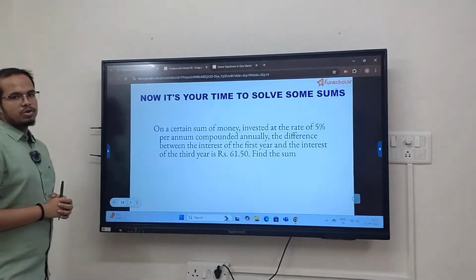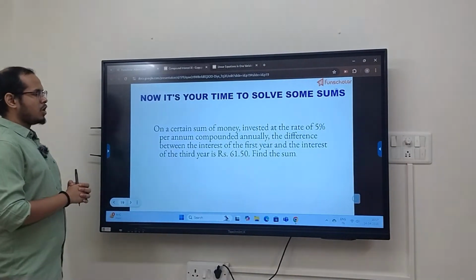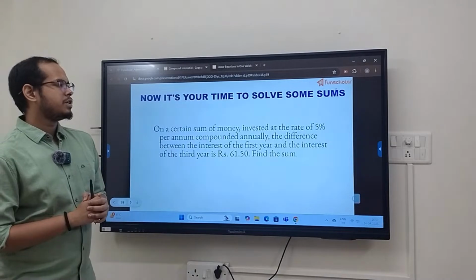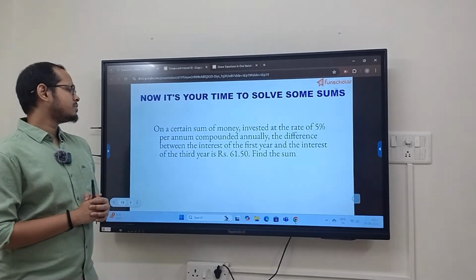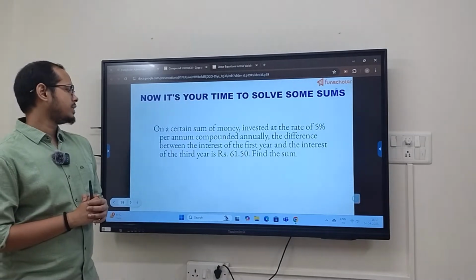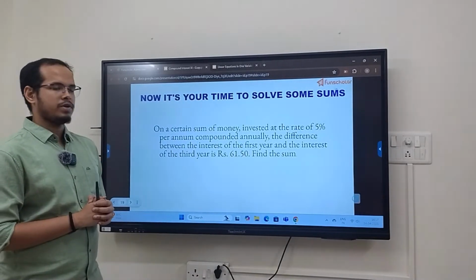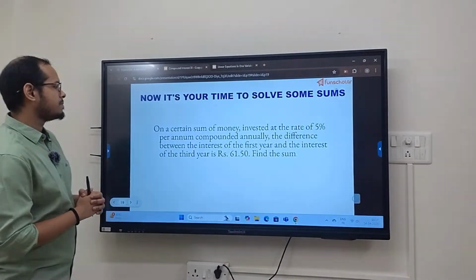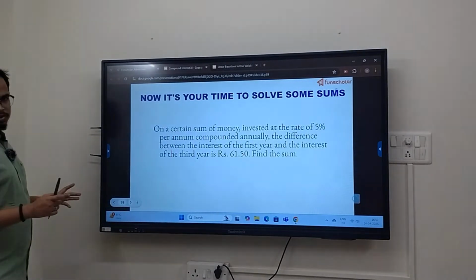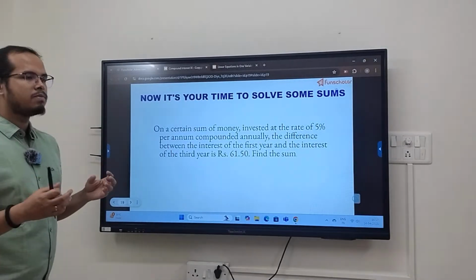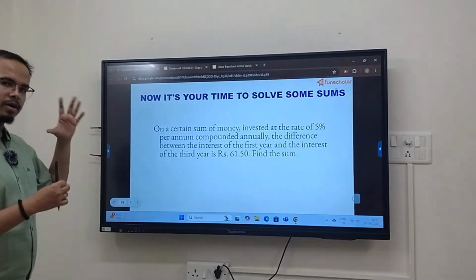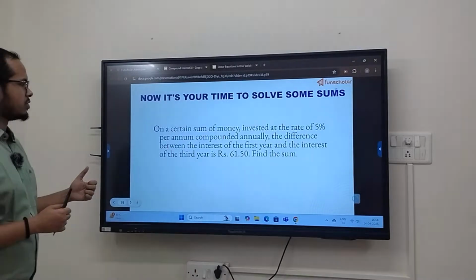Now it's your time to solve some sums. On a certain sum of money invested at the rate of 5% per annum compounded annually, the difference between the interest of the first year and the interest of the third year is 61.50. Find the sum. So try to do this sum. But if you want me to explain what is happening in this sum, let me explain it to you, then you try it on your own.